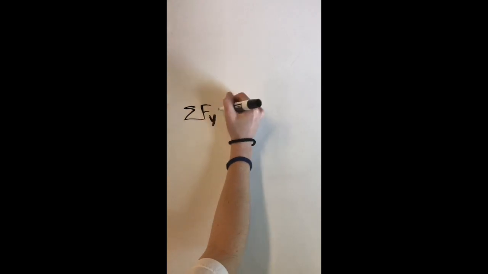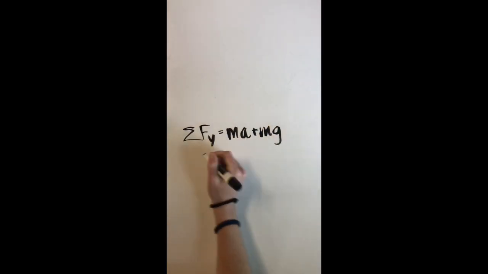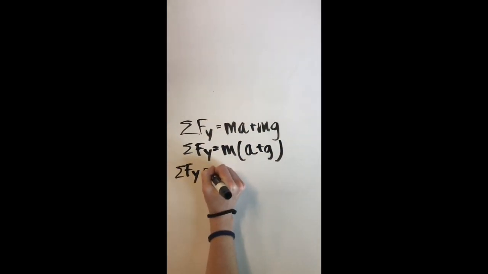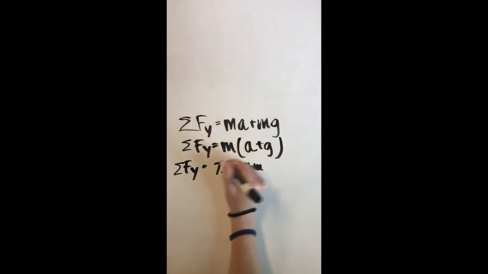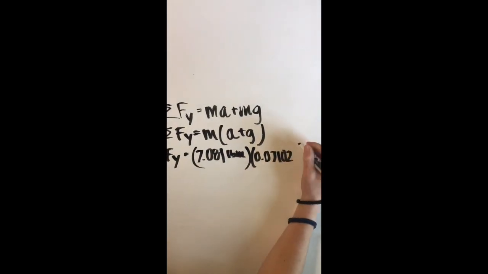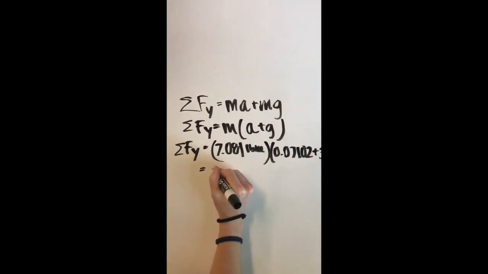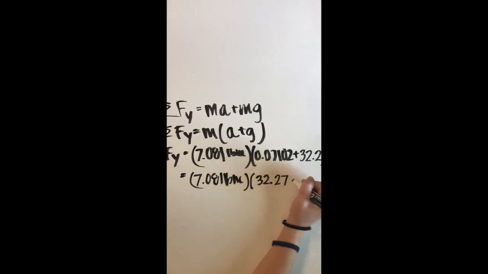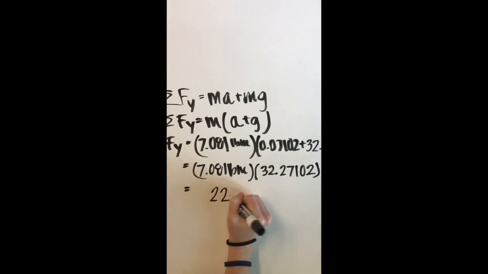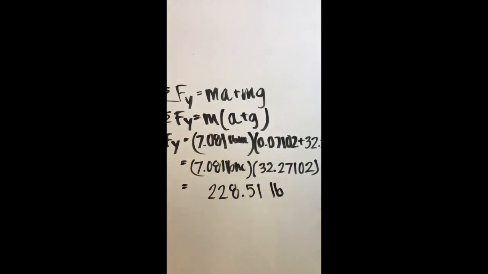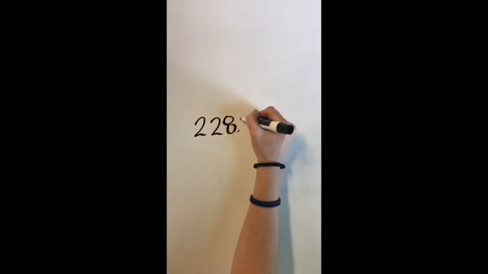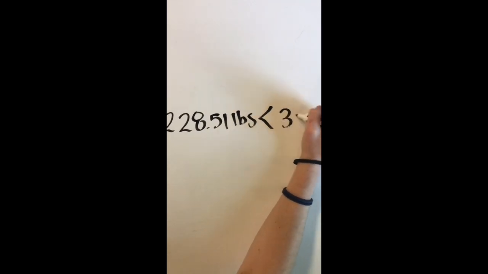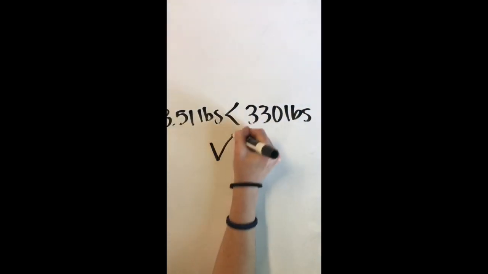Now that the acceleration of the 330-pound G-Force lift assist is determined, Newton's second law can be used. The summation of forces in the y direction equals the mass times the acceleration plus the mass times the acceleration due to gravity. We can find the summation of forces in the y direction by multiplying 7.081 pound mass by 0.07102 plus 32.2 to give a final summation of forces in the y direction of 228.51 pounds. The dynamic load of 228.51 pounds is less than the 330-pound capacity size G-Force. Therefore, this size G-Force is a viable option.